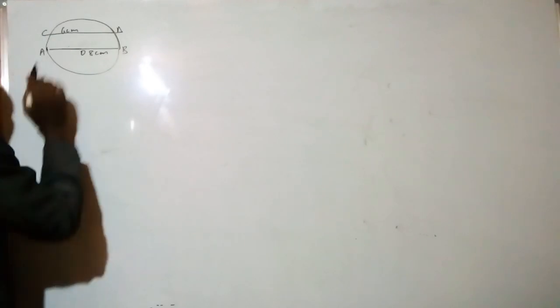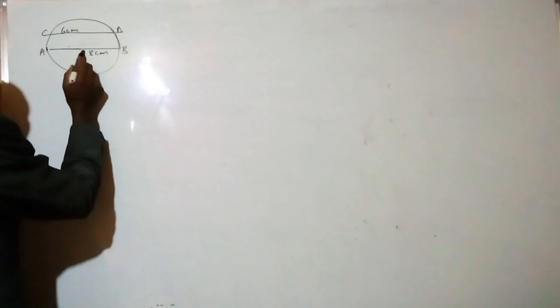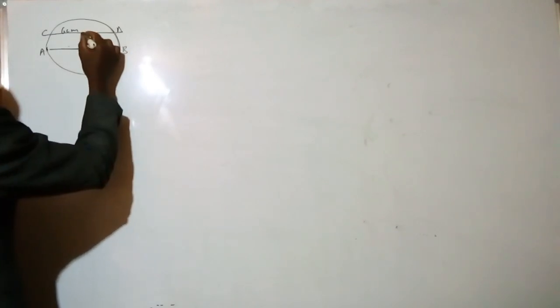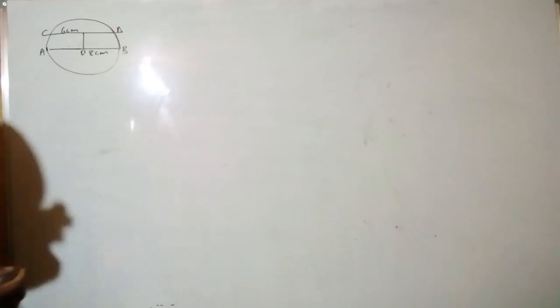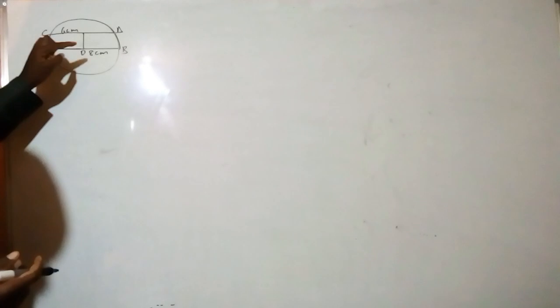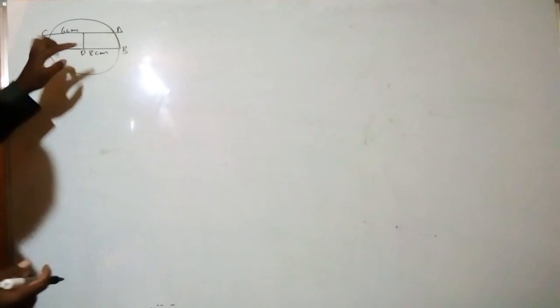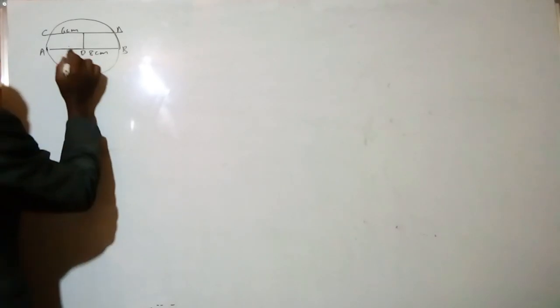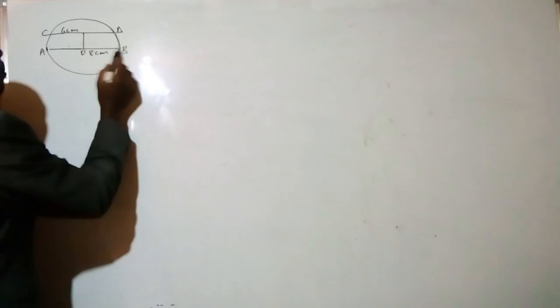CD is 6 centimeters. This is a chord. AB is 8 centimeters with O as the center. They want you to compute the distance from the chord to the center O, this distance here. If this is a circle, AO is supposed to be the radius. OB again is supposed to be the radius.